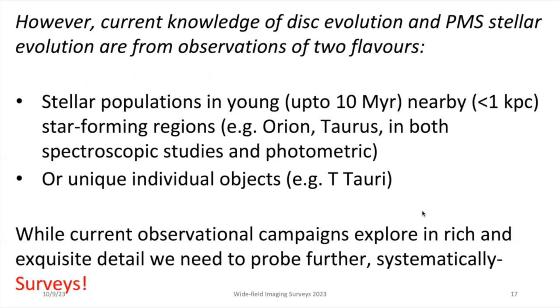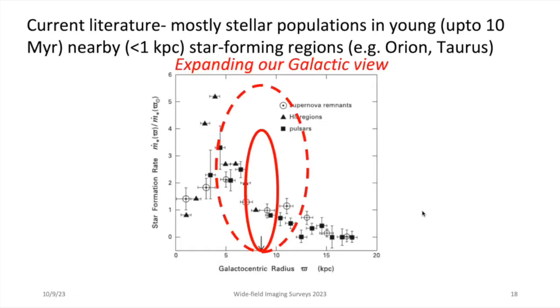The issue now facing such studies is, as was pointed out very nicely in the previous talk, that currently observations are of two flavors: young nearby star-forming regions or unique individual objects. But to more systematically categorize regions, you need to probe further. Why? Because shown here is a diagram of galactocentric radius versus the star formation rate. The red line basically shows where the bulk of current literature studies look. And it's not very representative of the star formation within our galaxy itself.